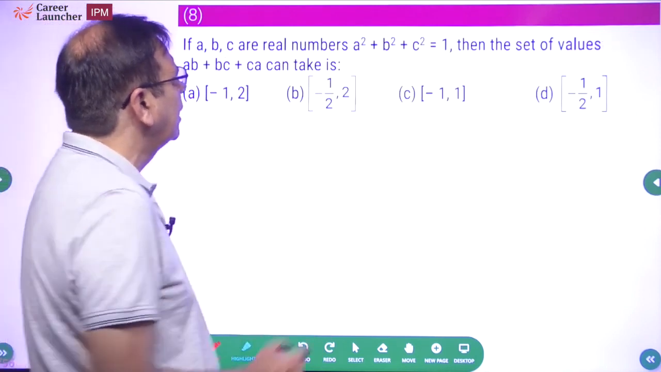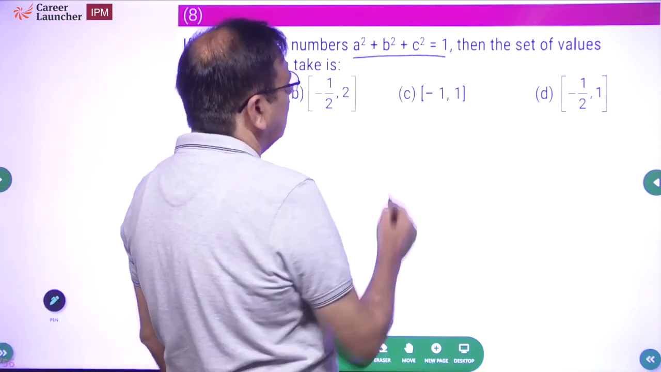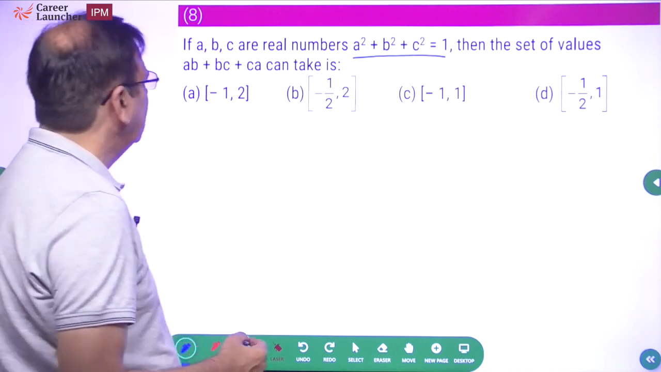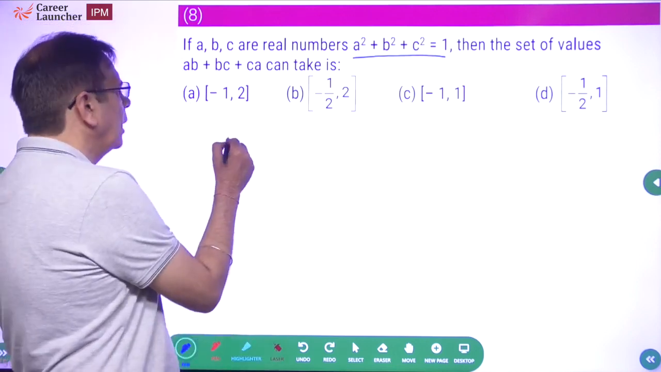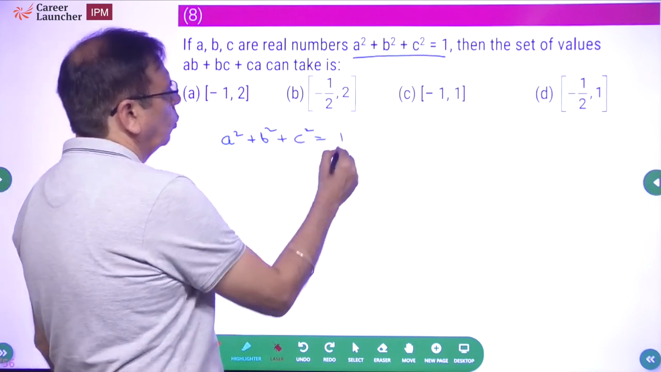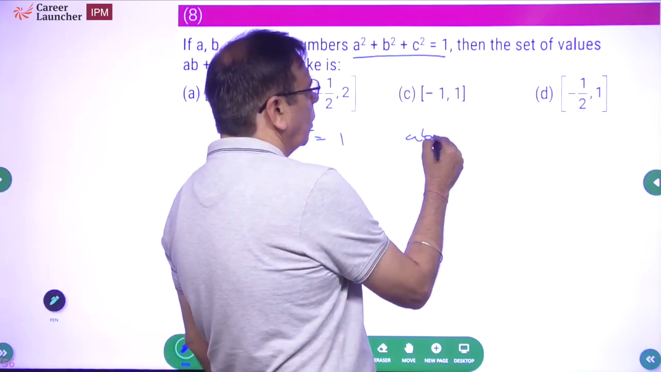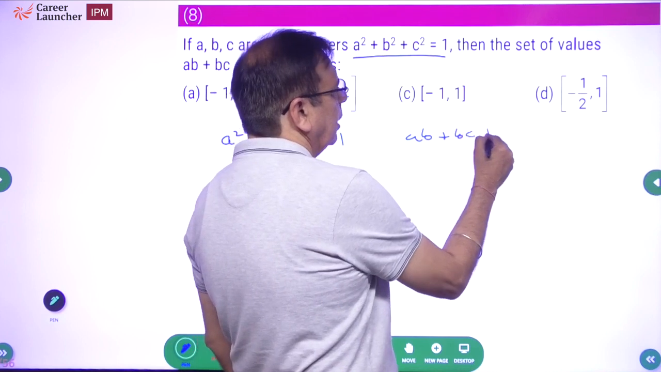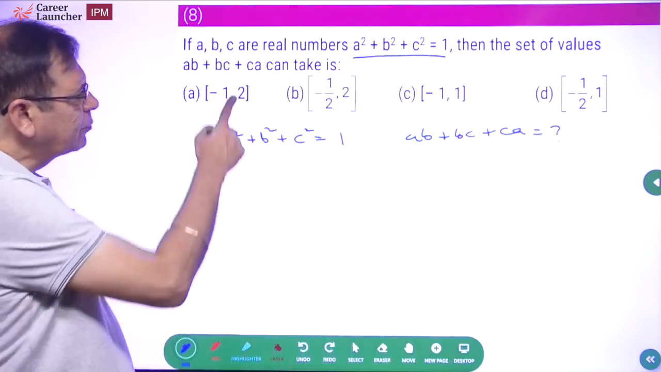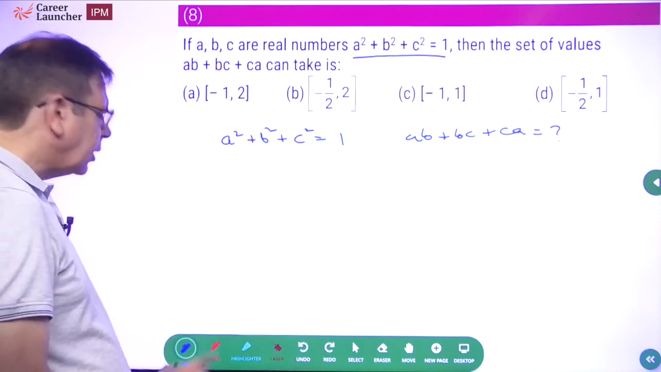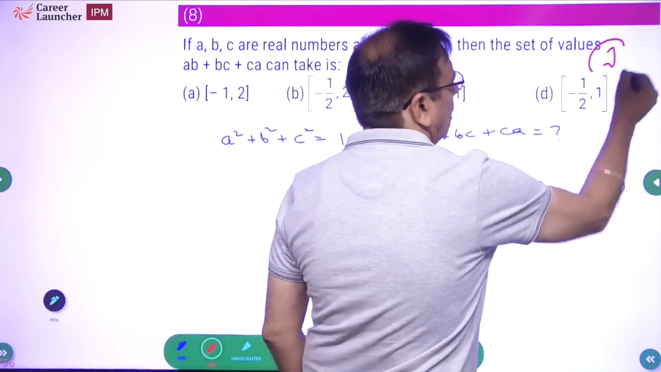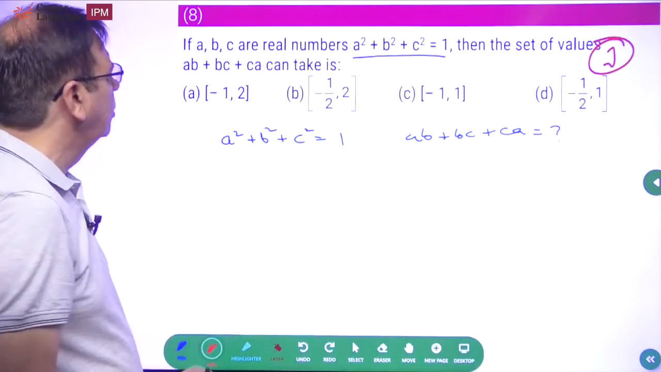If A, B, C are real numbers such that a square plus b square plus c square is equal to 1, then the set of values that AB plus BC plus CA can take. We know that a square plus b square plus c square is equal to 1. We want to find the possible values of AB plus BC plus CA. Now we have choices. All such questions, I'll say this is the Jugaad method which I will suggest, which means you take values.